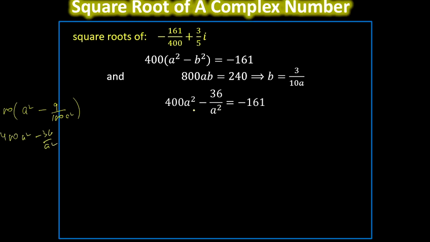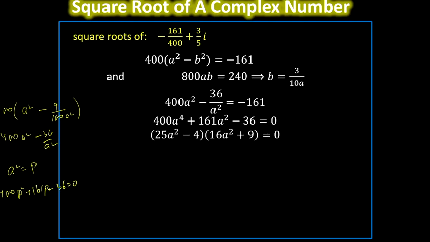Now make a degree 4 equation. The same technique, a disguised quadratic. I can substitute a square, suppose, by p, so that becomes 400p square plus 161p minus 36. You can use your calculator, factorization or the quadratic formula and you get these results: 25p minus 4, 16p plus 9.